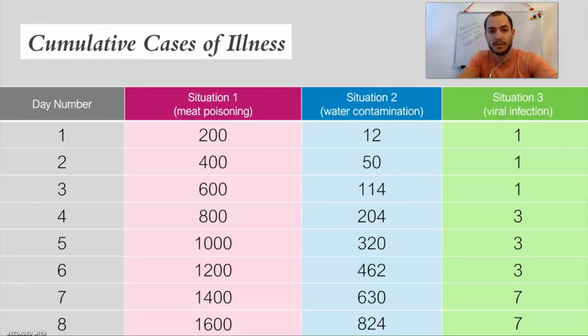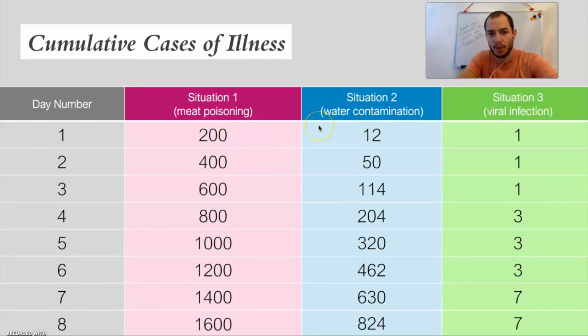From a previous video, and I'll link the video up here somewhere, we ended up with these three scenarios, each scenario having its own number of cumulative cases that are all increasing on a daily basis. So we had situation number one with contaminated meat. So we have a nice meat colored column here to represent that.